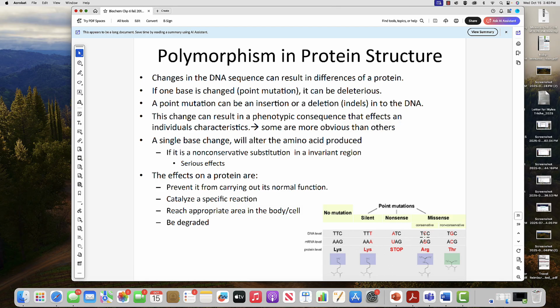However, there are two missense types of mutation that we want to talk about: conservative and non-conservative. This is where you change that second T to a C. Changing that second T to a C produces AGG, which produces the amino acid arginine instead of lysine. That is a conservative example. A non-conservative example would be changing that T to a G, which would then produce threonine. Different amino acids. Okay, very different amino acids.